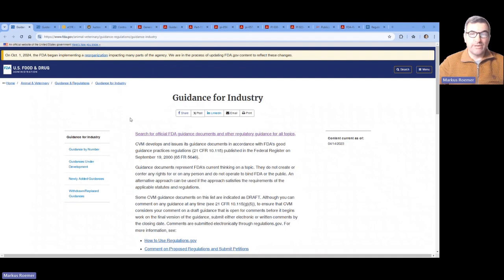My name is Markus Römer, and today we will have a look at guidance for industries from the US FDA, because I often realize that there are some irritations around that. So, what is a guidance for industry? A guidance for industry is usually a non-binding recommendation written by the US FDA.